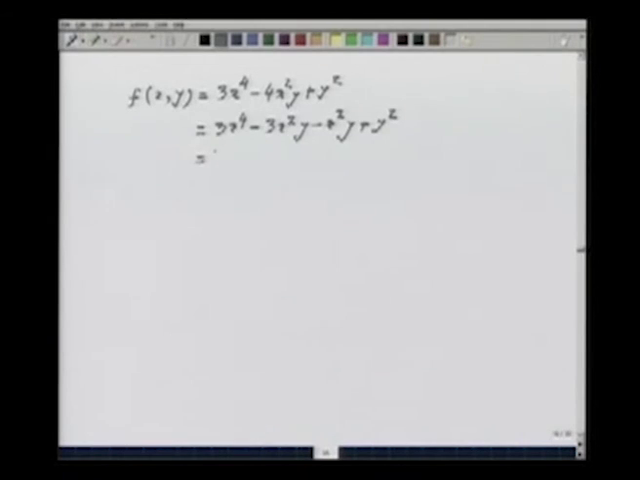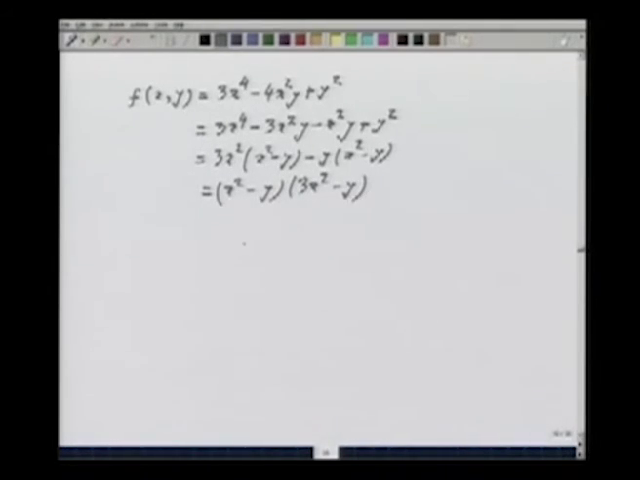What I do is, I write down the expression of f of xy again. I know the expression, it is 3x to the power 4 minus 4x square y plus y squared. I write it in the form 3x to the power 4 minus 3x square y minus x square y plus y square. Then I take 3x square common, I get x square minus y. I take minus y common, I get x square minus y. So the function is x square minus y into 3x square minus y.